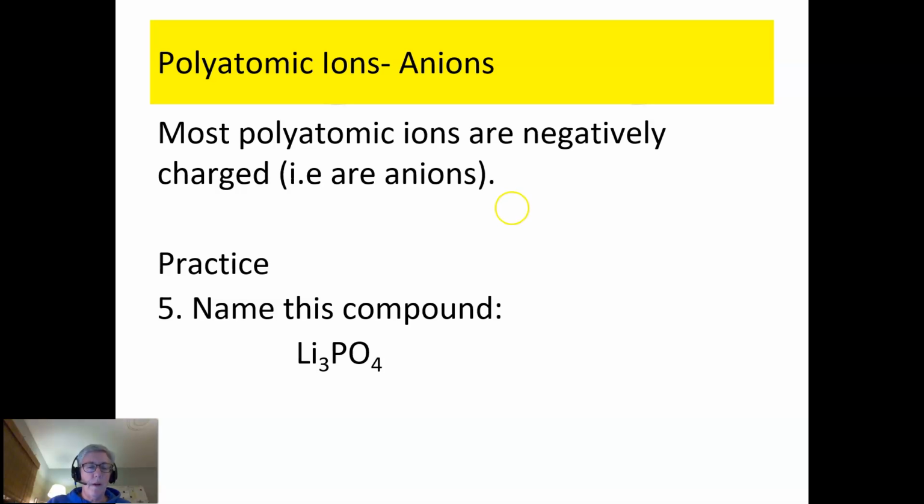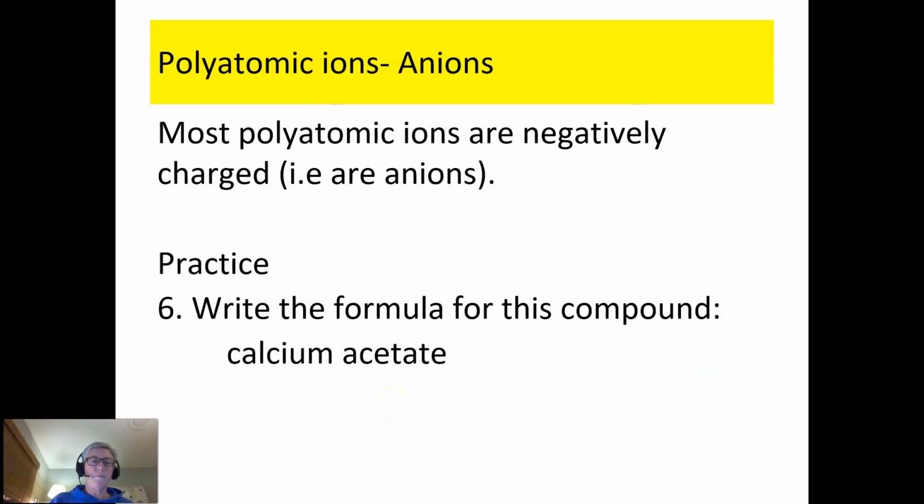All right, so practice number 5. What is the name of this thing? Li3PO4. Okay, so pause, write down the name, and see if you got lithium phosphate. Hopefully you did. PO4 is the phosphate ion, and Li is lithium. So you say the name of the metal, lithium, and you say the name of the polyatomic ion, which is phosphate.